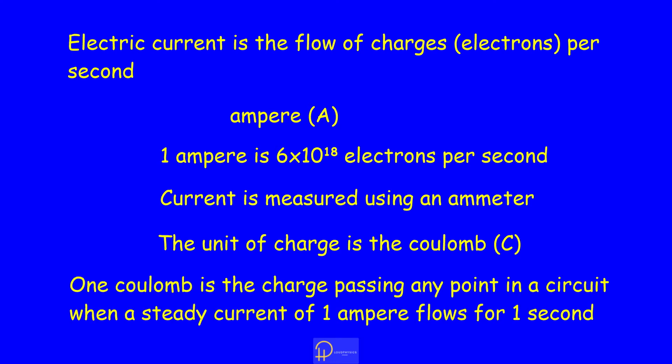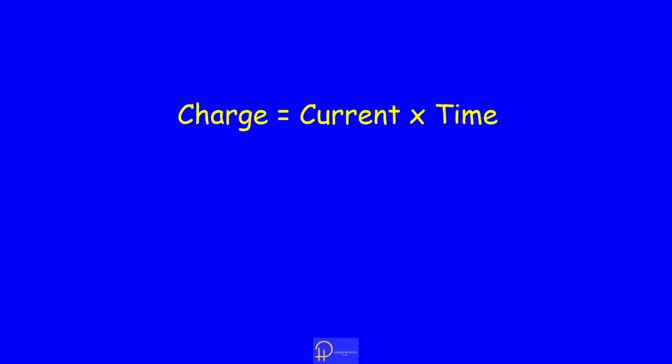1 coulomb is a charge passing any point in the circuit when a steady current of 1 ampere flows for 1 second. Mathematically then, charge is equal to current times time. Charge is measured in coulomb, current is measured in ampere, and time in second. Therefore, 1 coulomb is equal to 1 ampere second.